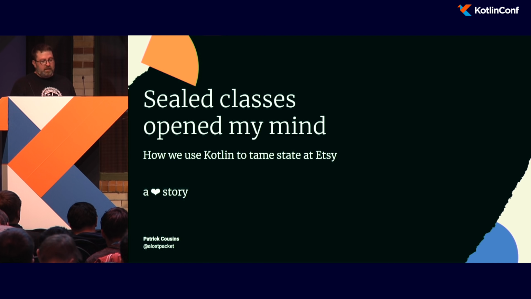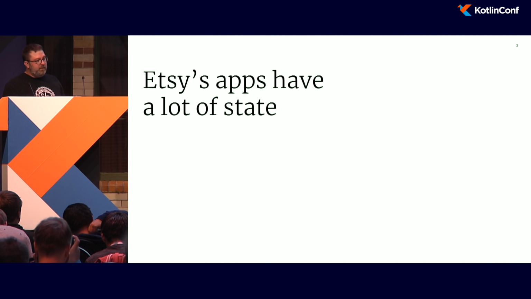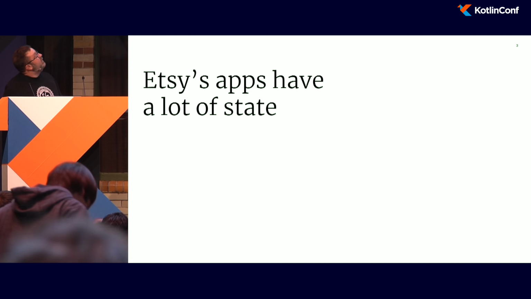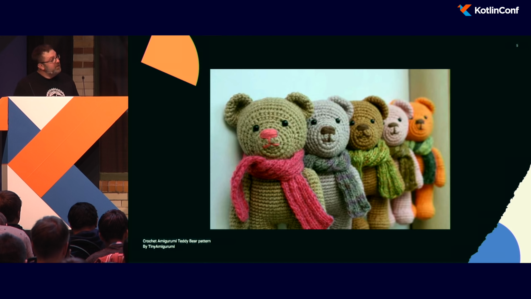And this is really a love story, given Andre's keynote. I thought I'd throw in a heart emoji. But yeah, so Etsy's apps have a lot of state. Our mobile apps have a lot of state. We have listings, tags, attributes, materials, variations, production partners, shipping profiles, payment methods, conversations, messages, snippets, lions, tigers, and even stuffed bears. OK, those last few may not have been state, but these are adorable.